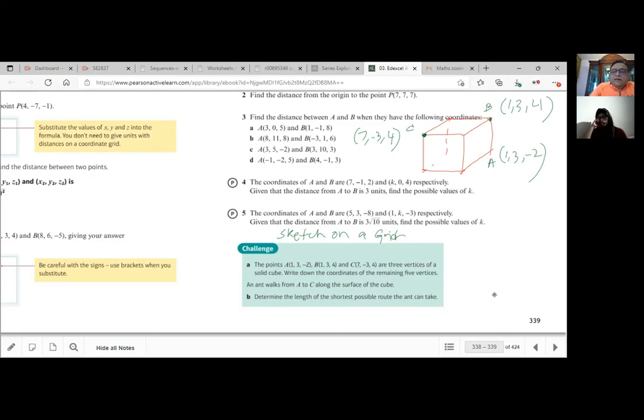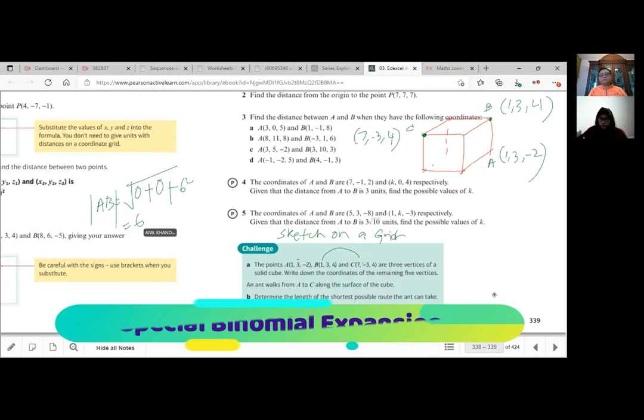Now, one thing we have to figure out is the distance between these two points. Can you please calculate the distance between AB and BC? The first, AB: 1 minus 1 is 0, whole squared, plus 3 minus 3, 0, and then 4 minus (-2) is 6, whole squared. So the distance is 6, correct?